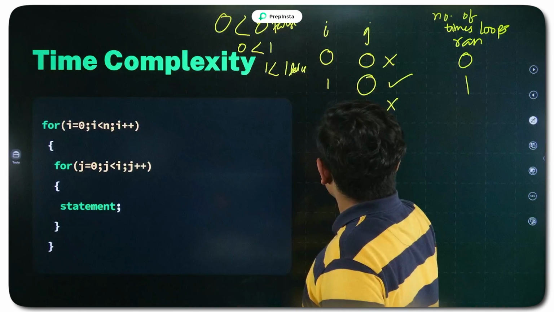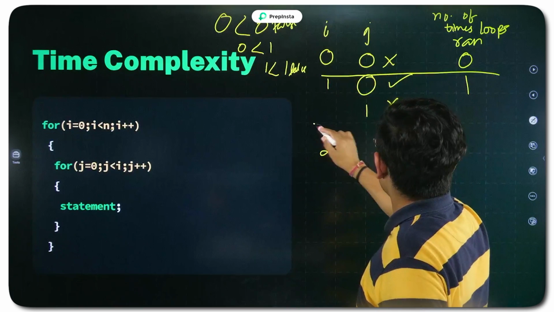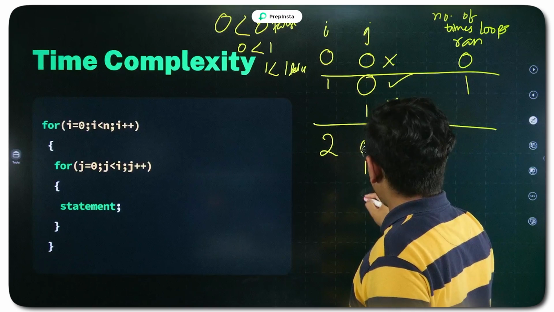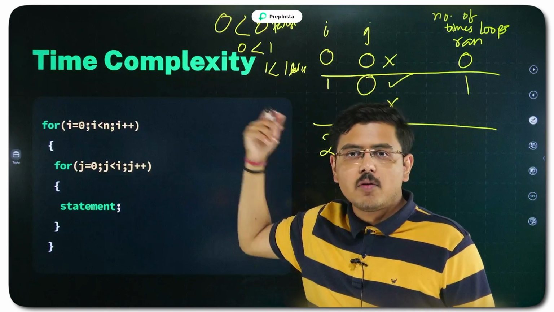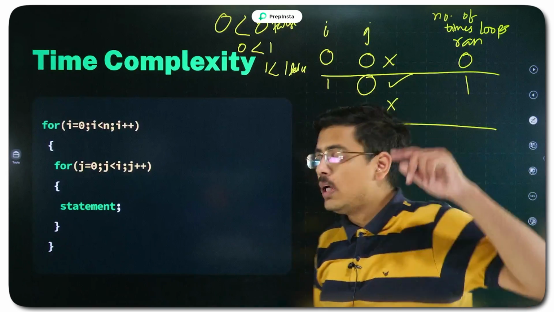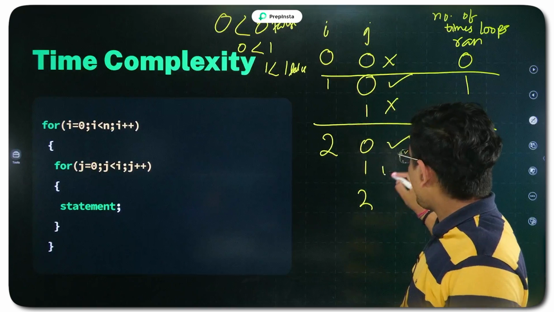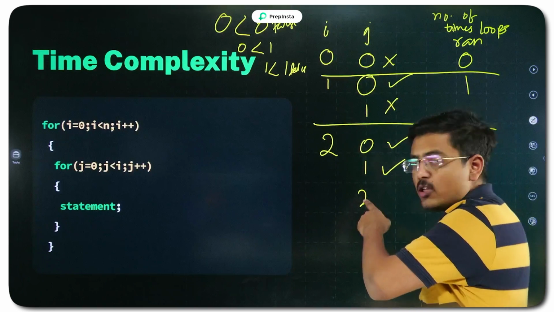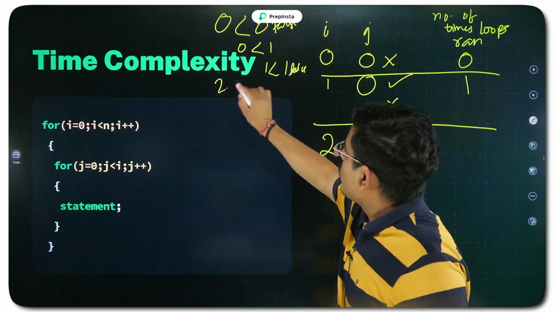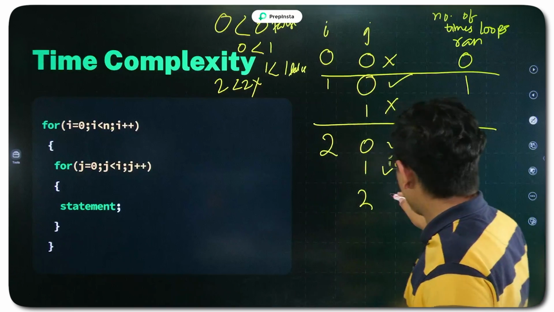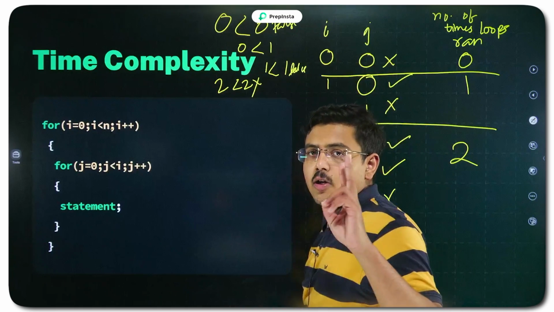Now for 2, when you clearly see this pattern, 0, 1 and 2, these 3 values would be acquired by j because j will again start from 0 and will go till 2. On 0 it will execute because 0 is less than 2. On 1 it will execute because 1 is also less than 2. But when it comes to 2, 2 less than 2 is false, so it will not execute. So the number of loops will run for 2 times.